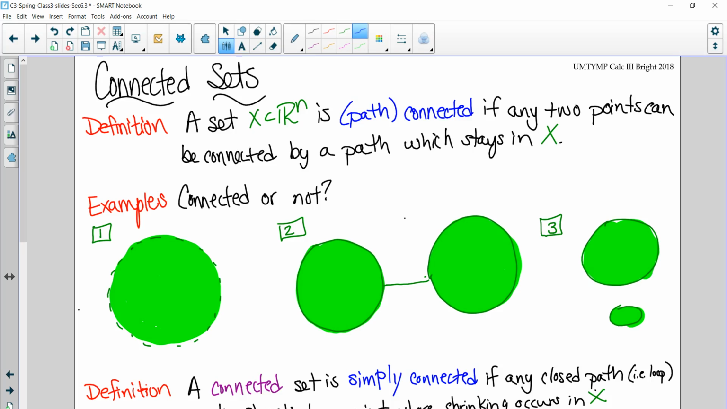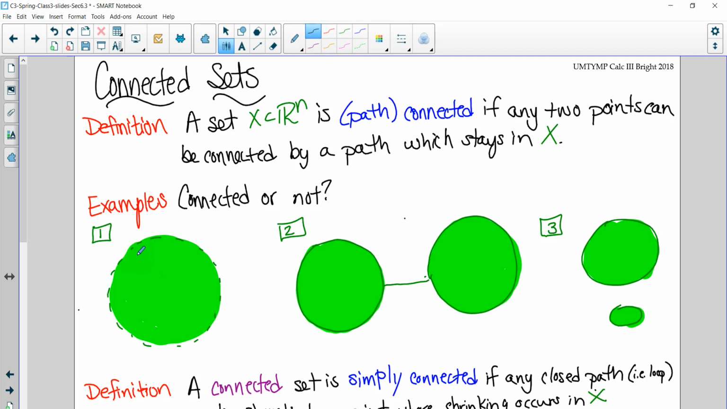All right, and one last topological concept is this idea of connected. We talk about a set being path connected, and sometimes we hear the language of connected or path connected, and they're really the same thing. It just means that two points within the set can be connected by a path which stays within the set.